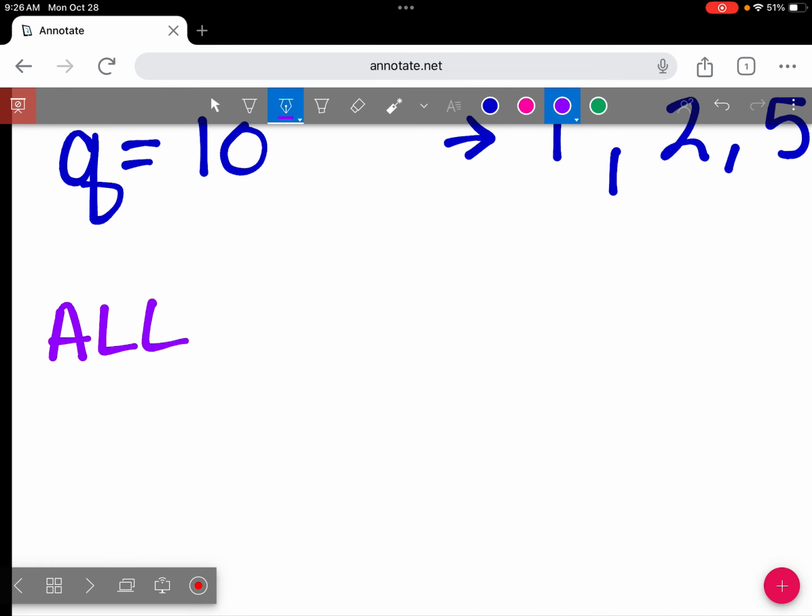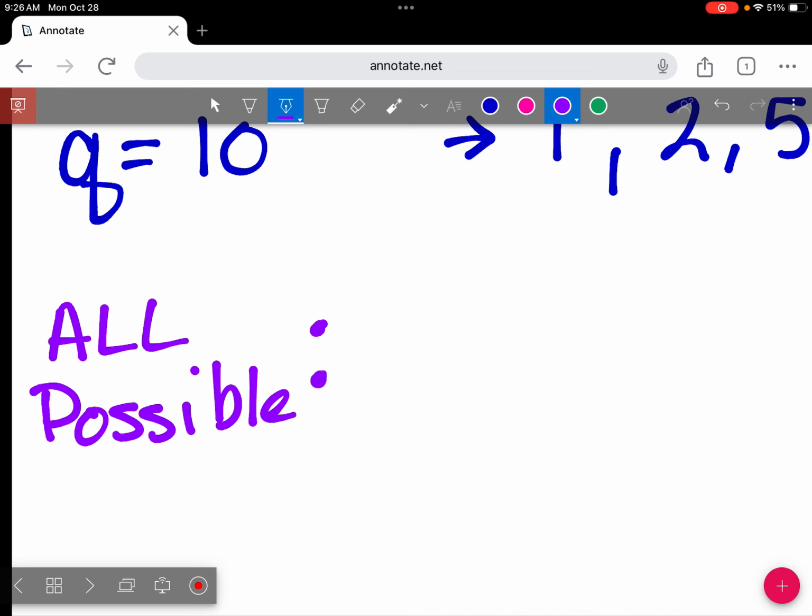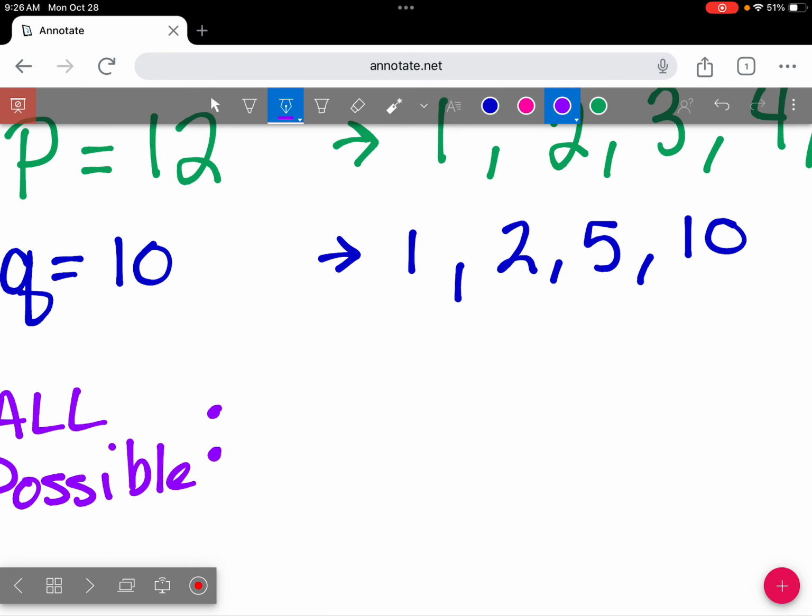So our all possibles. And then we're going to take our ratios of P over Q. I tend to just go down the line and take my P and hit it with all the Q's. So I'll take 1 over 1, 1 over 2, 1 over 5, 1 over 10. And then I'll do the same thing with 2: 2 over 1, 2 over 2, 2 over 5, 2 over 10. I find that to be the easiest way to keep myself organized, but you do whatever works for you.